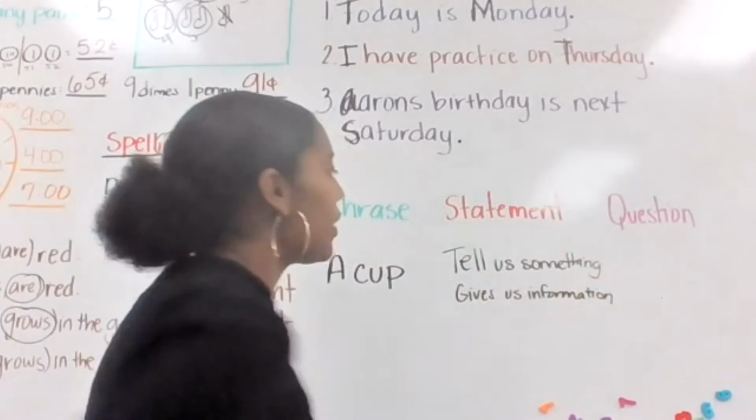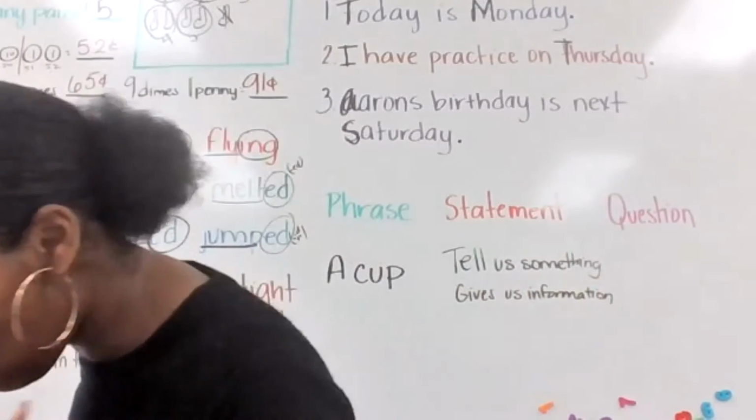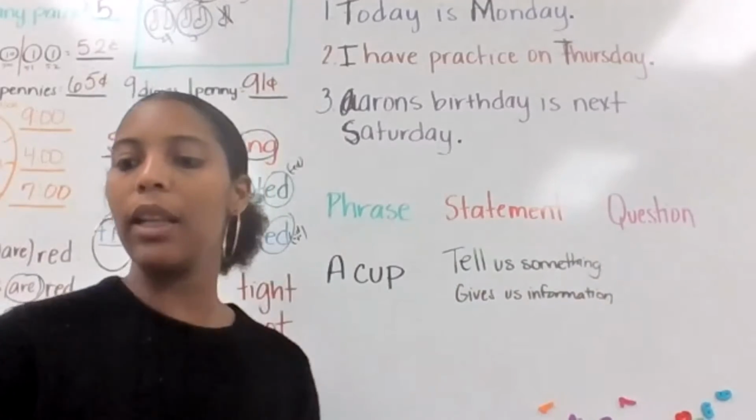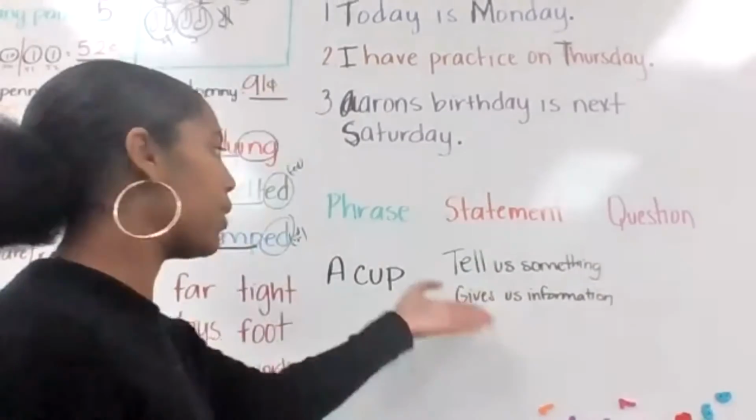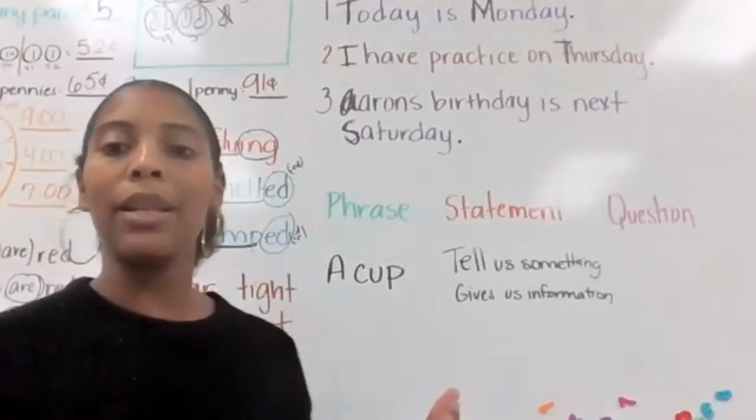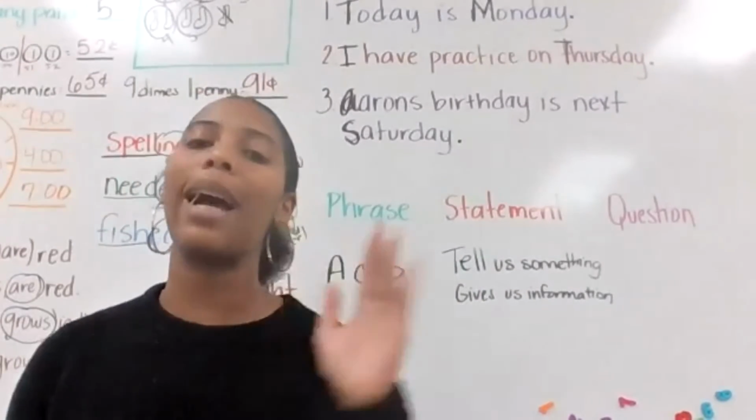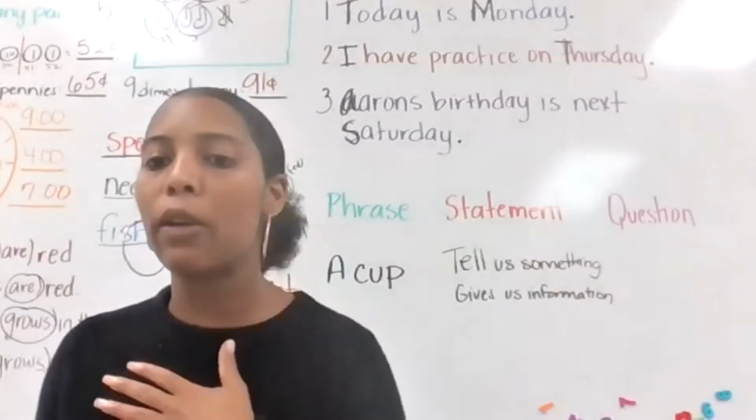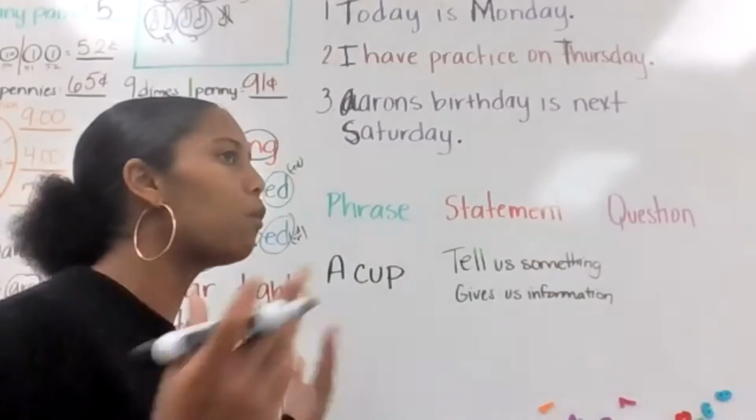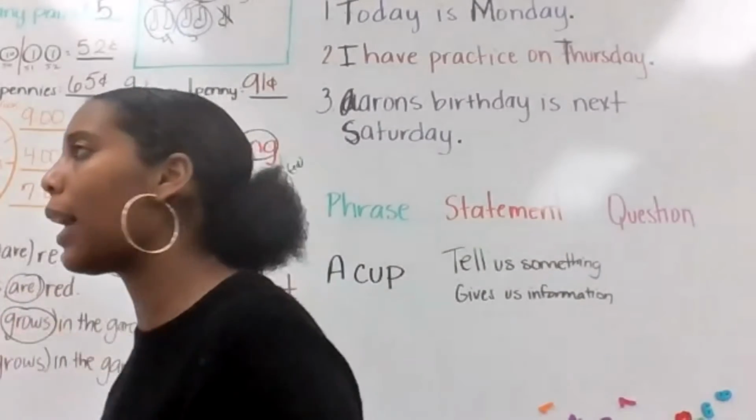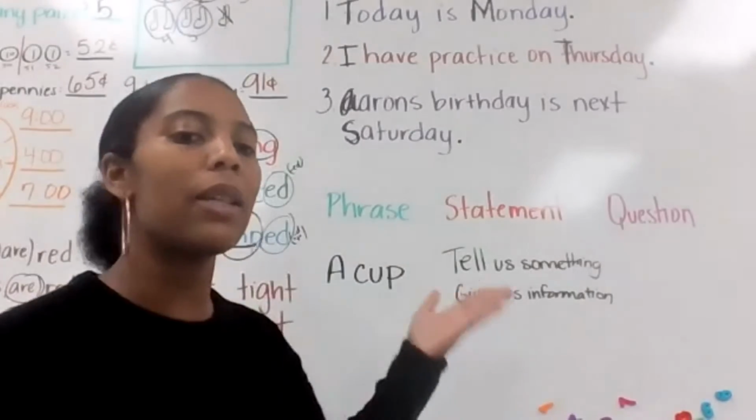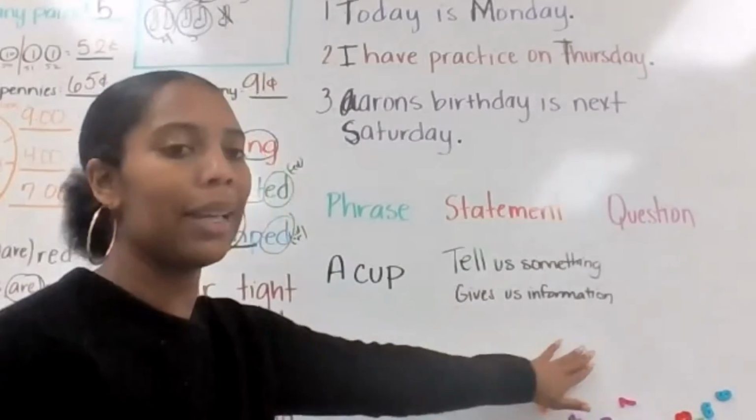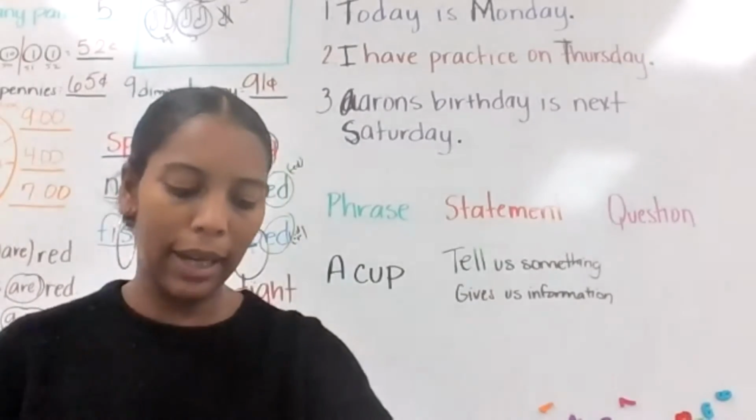All right, so a statement sentence will tell us something that's going on, and it gives us information. That's what a statement does. I told you a statement is basically a regular sentence. If I would say, I went to grandma's last weekend, that's a statement. I'm telling you something, I'm giving you information about myself. I'm telling you what I did and when I did it and where I went, okay? So a statement tells us something and gives us information. All statement sentences start with a capital letter and they end with a period, okay?